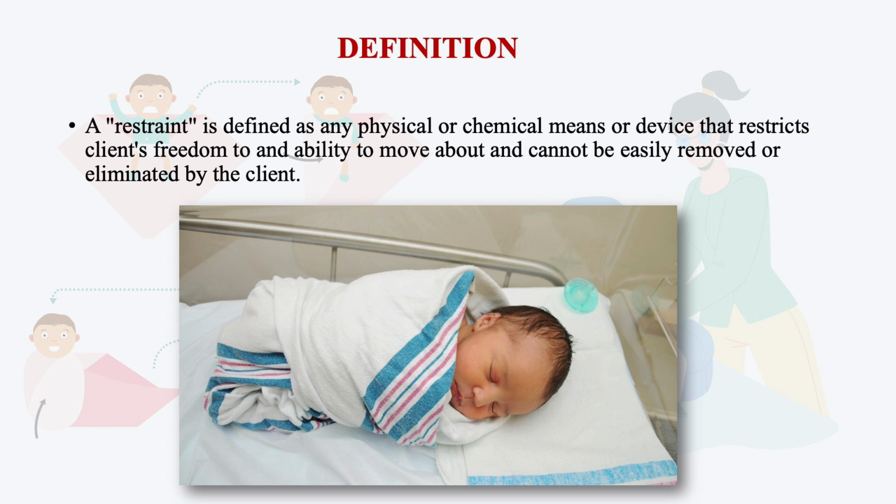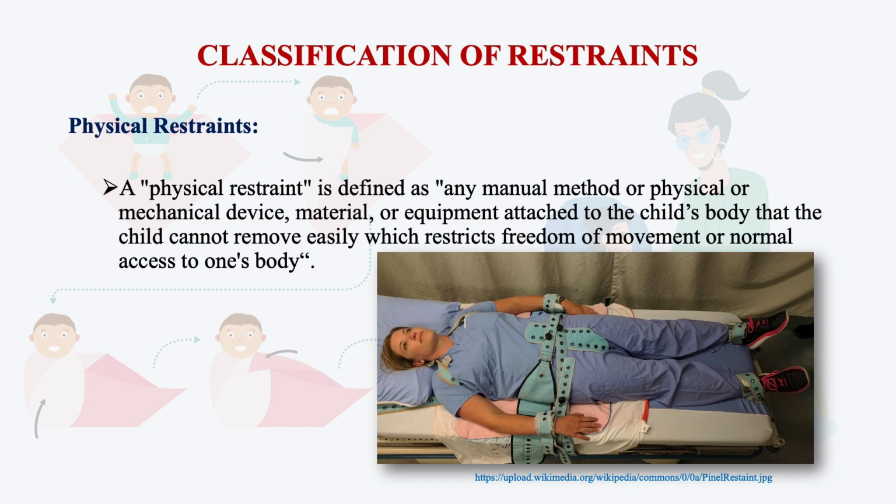the client. Let us look at the classification of restraints. The restraints basically used for children can be of two types. Any of these two types of restraints can be used: physical restraints and chemical restraints. As the name indicates, a physical restraint is defined as any manual method or physical or mechanical device, material or equipment attached to the child's body that the child cannot remove easily, which restricts freedom of movement or normal access to one's body.